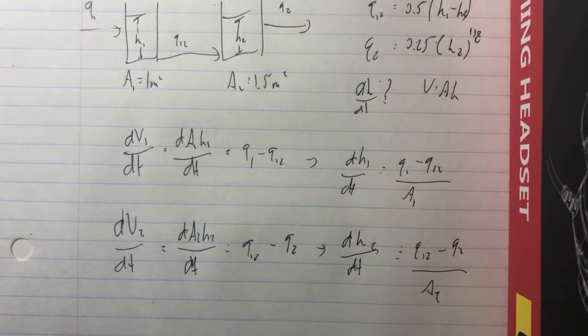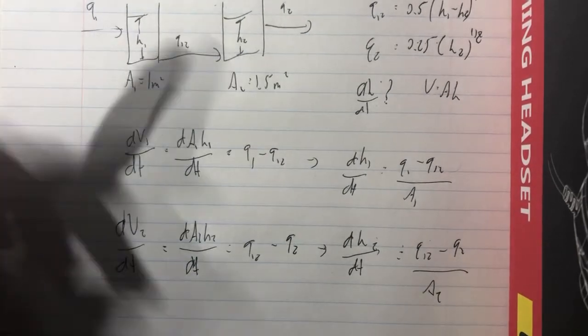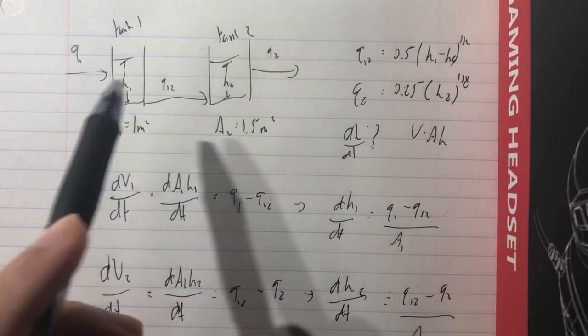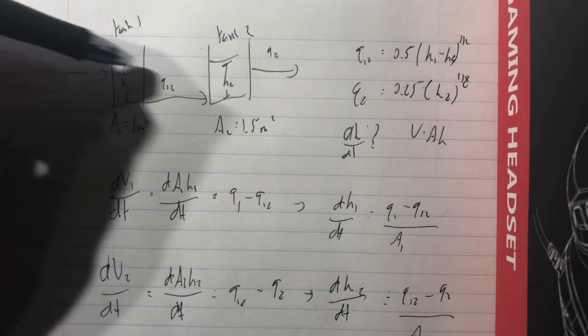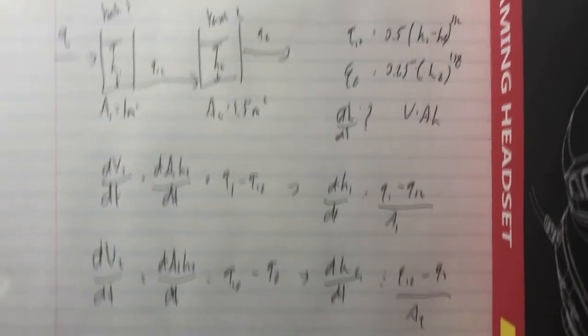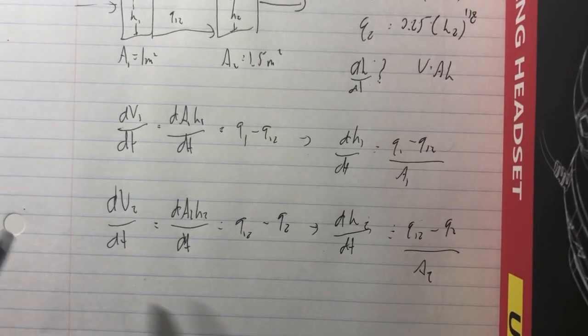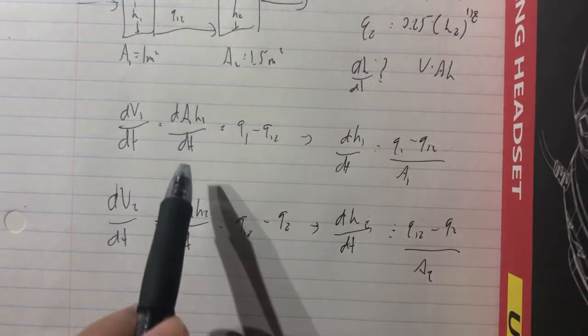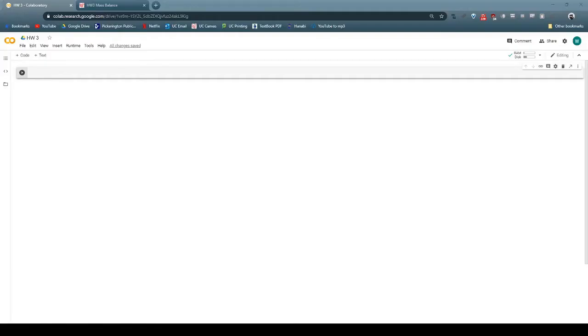So this is the overall general equation. Just to recap, we have these two tanks. They have areas and heights specified. Flows go between them, and the flow equations are here. What we want to do is leverage the fact that V equals AH, use that here, and then solve for the heights.